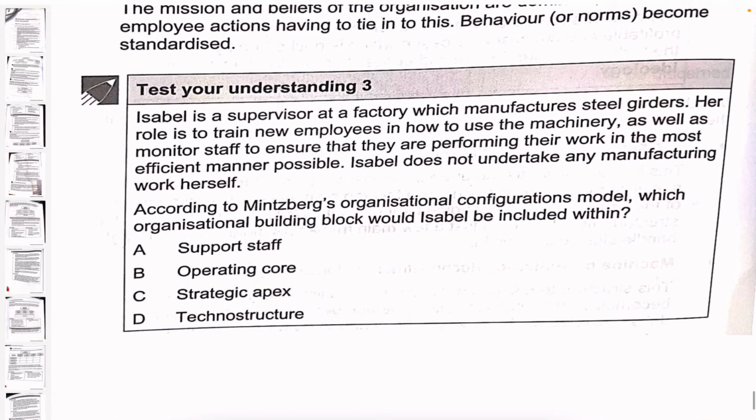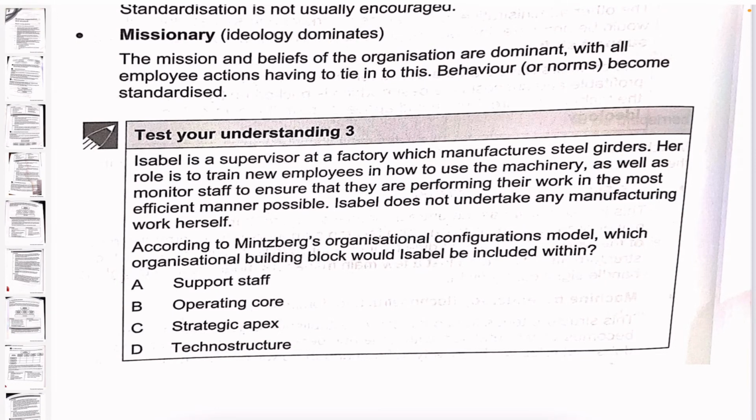Let's do the test your understanding. Isabel is a supervisor at a factory which manufactures steel girders. Her role is to train new employees in how to use the machinery as well as monitor staff to ensure that they are performing their work in the most efficient manner. Isabel does not take any manufacturing work herself. So, what is she doing? So, Isabel is in the middle line, right? Or she is in the strategic apex because she has to train people, but she is not given the responsibility to be in the operating core. I think that is clear in the question.